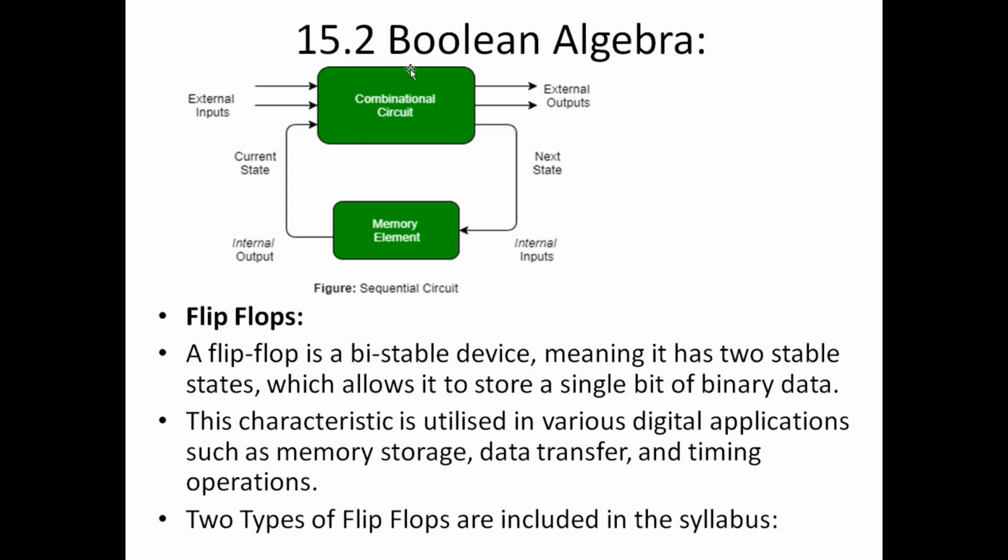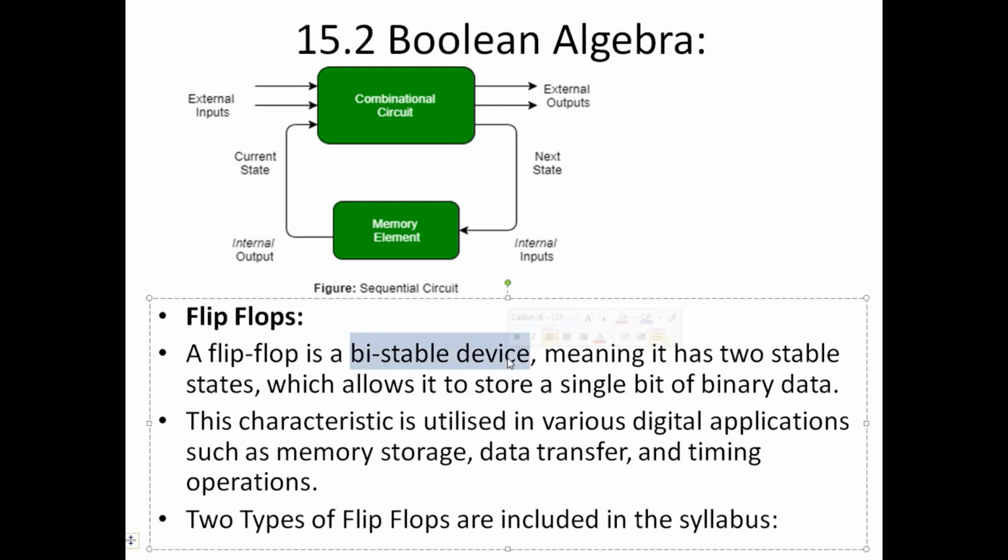This is what a sequential circuit looks like. It uses a combinational circuit along with a memory element in order to calculate something that can use the previously saved state in its next output. A flip-flop is a bistable device. That means it has two stable states which allow it to store a single bit of binary data.